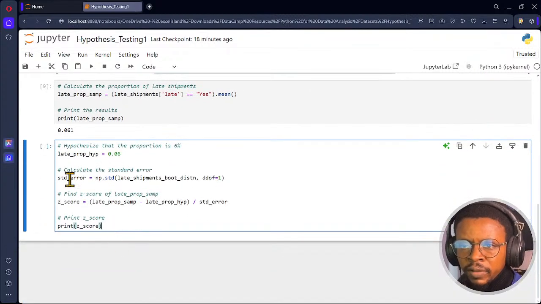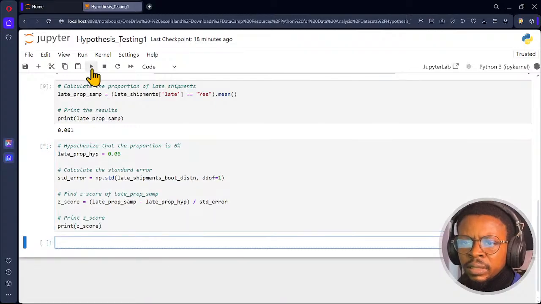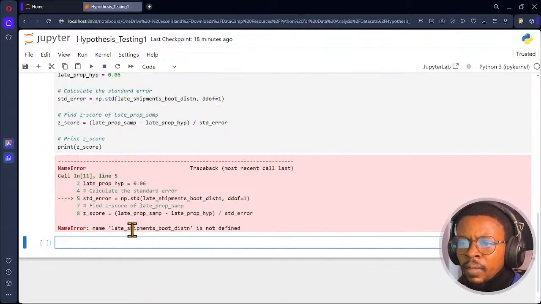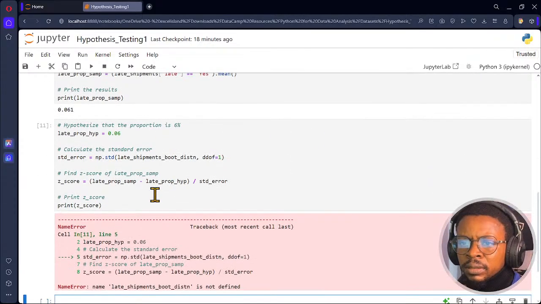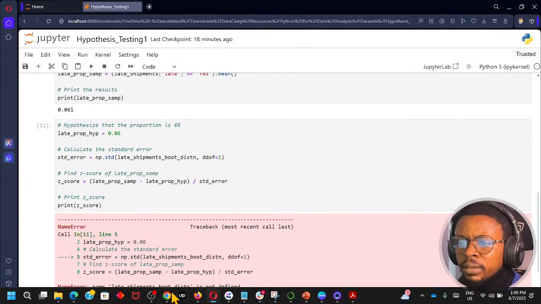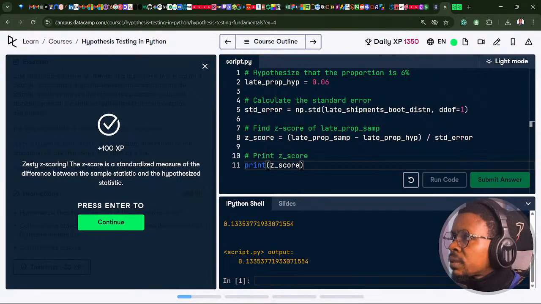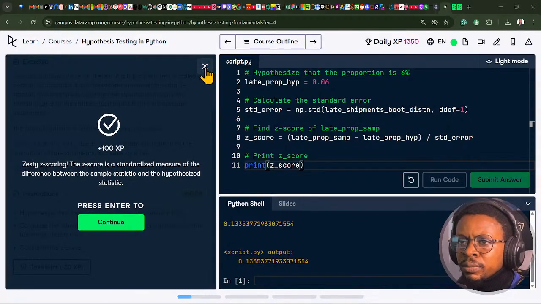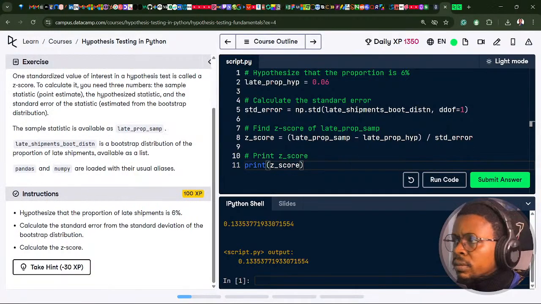It can't work here because I don't have this standard error, this late shipment boot distribution, which is actually calculated from the sample. I can do that. Let me start to calculate that standard error. Let's see how to do that. I should be able to generate a bootstrap distribution. Let me do that with this sample here.